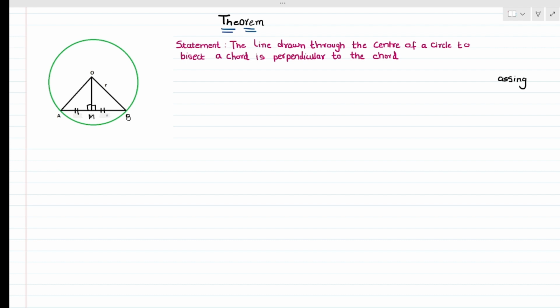In the earlier theorem, we had to prove that AM is equal to MB. Now it is already given that AM is equal to MB, and the line is perpendicular to the chord. So now we need to prove that OM is perpendicular to AB. Let's start with our data.